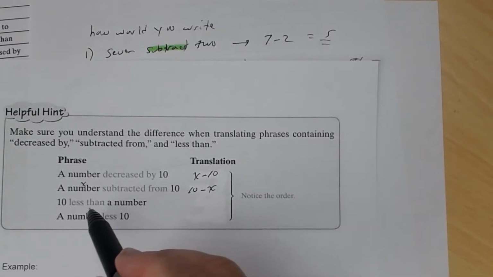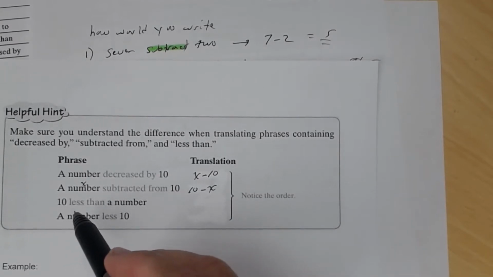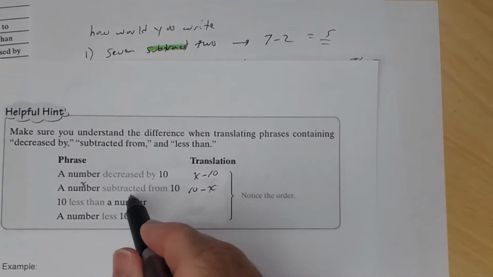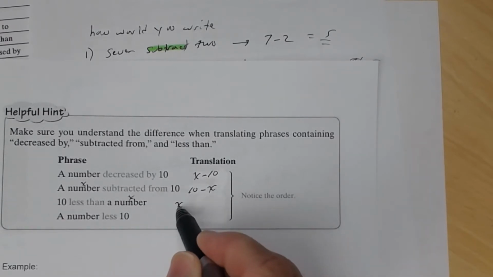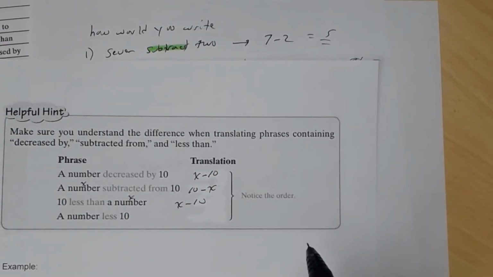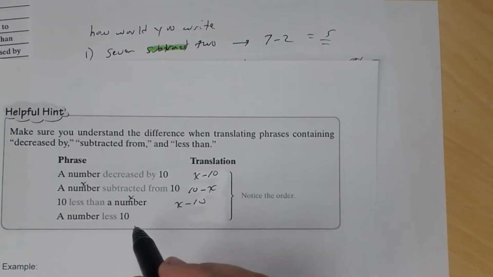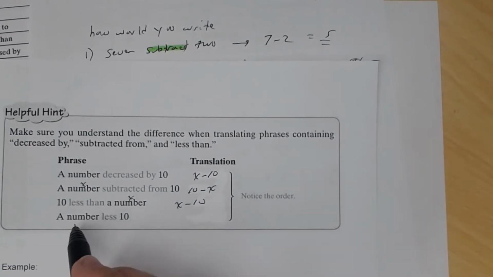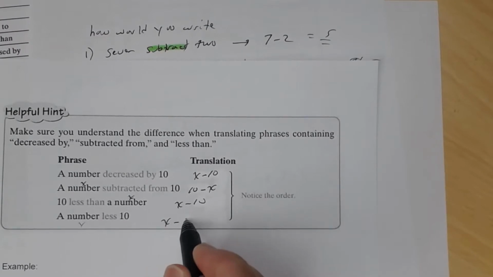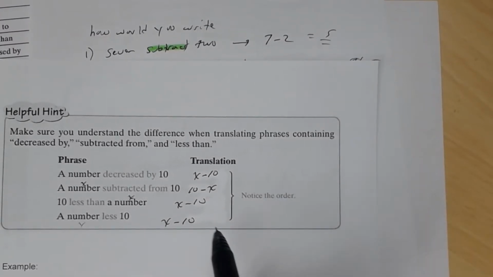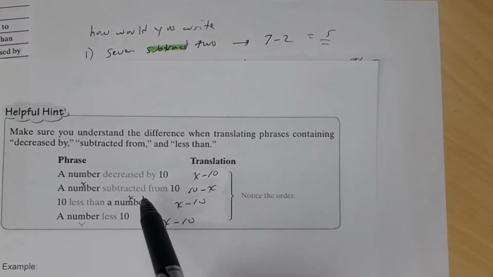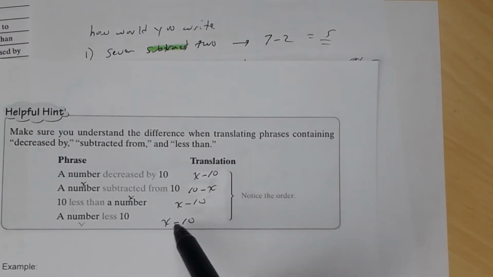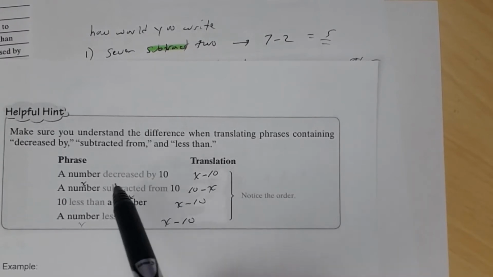Less than, remember the less than is the other thing you write backwards. So 10 less than a number. So the number is x. You can say x minus 10. So that's what that one is. And then a number less 10. So a number less 10 means x minus 10. Okay? All right, so these are the expressions given these words.